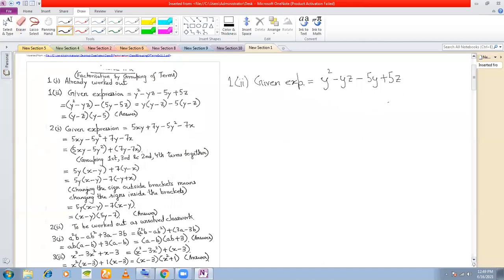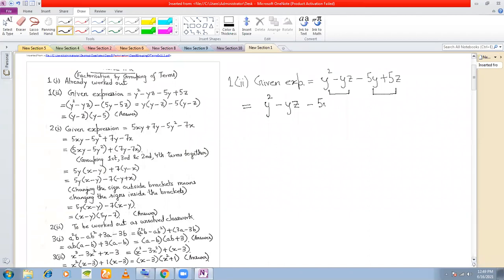So let's see which terms we should group. First, look at the first and the second term. Look at these 2. Is there anything in common between them? Yes, there is. What is common? Y is common. So we'll group them together. It is already written together. Let's write it once again. Now you see the third and the fourth. Is there anything common between the 2? Yes, 5 is common between the 2. HCF is there, right? So you will take them together also.